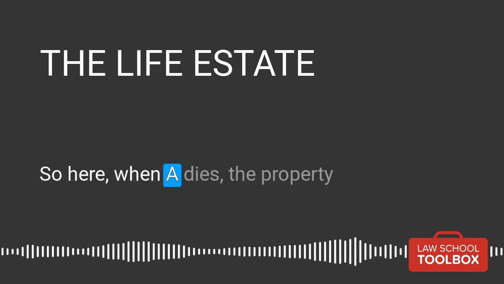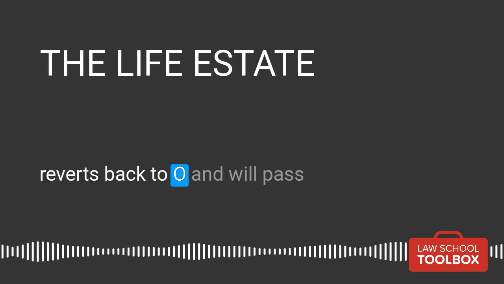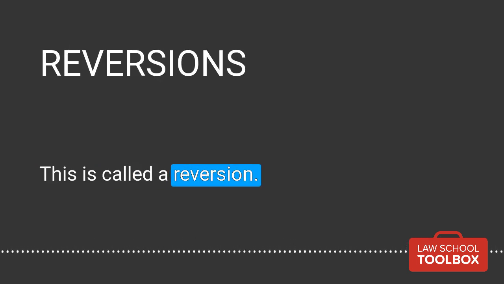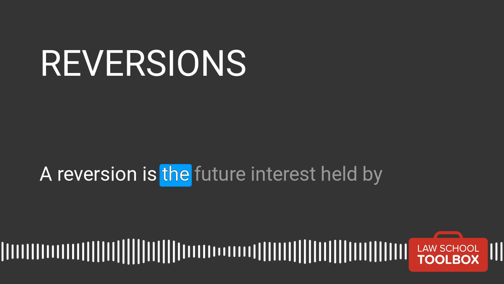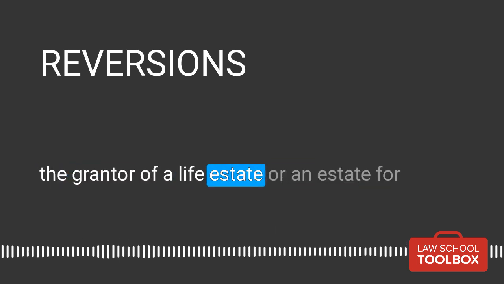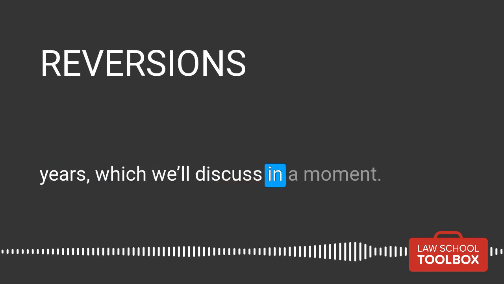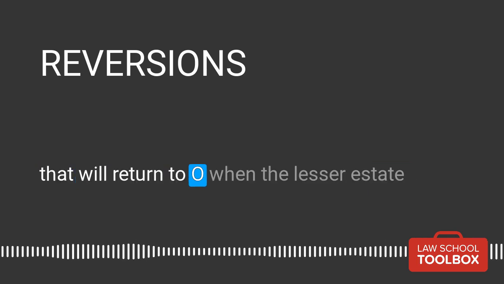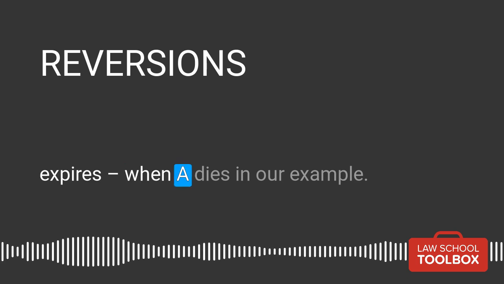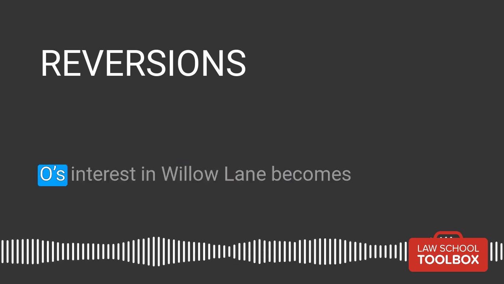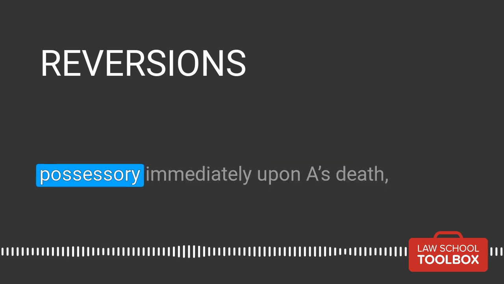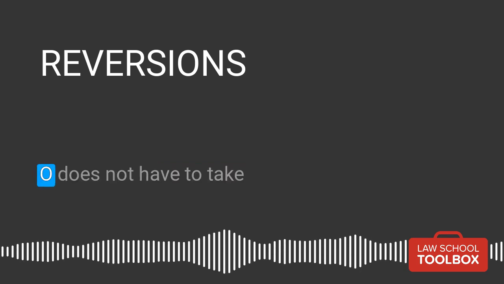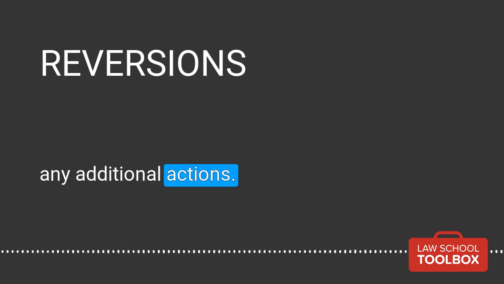So here, when A dies, the property reverts back to O and will pass on to O's heirs and so on. This is called a reversion. A reversion is the future interest held by the grantor of a life estate or an estate for years, which we'll discuss in a moment. O has carved out an interest in Willow Lane that will return to O when the lesser estate expires, when A dies in our example. O's interest in Willow Lane becomes possessory immediately upon A's death, so there is an automatic reversion. O does not have to take any additional actions.